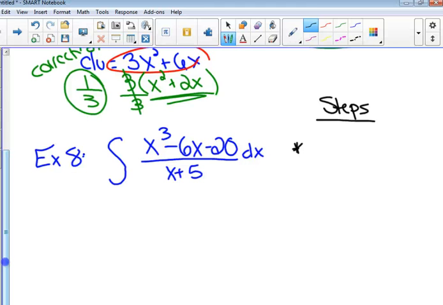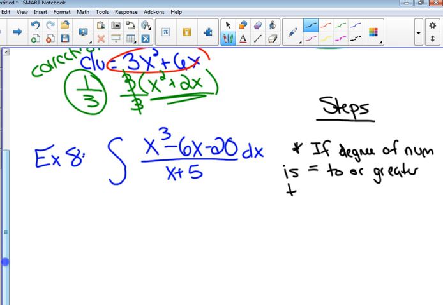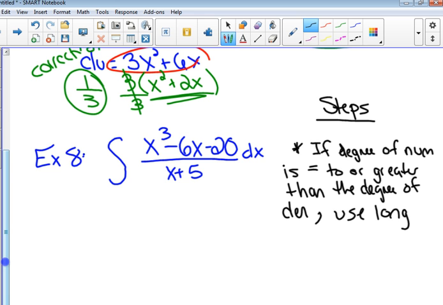What we want to look for is if the degree of the numerator is equal to or greater than the degree of the denominator. What we're going to have to use is long division. Did you write den? Denominator. Sorry. So I'm going to go through the steps as we do the problems so you can follow along with everything.